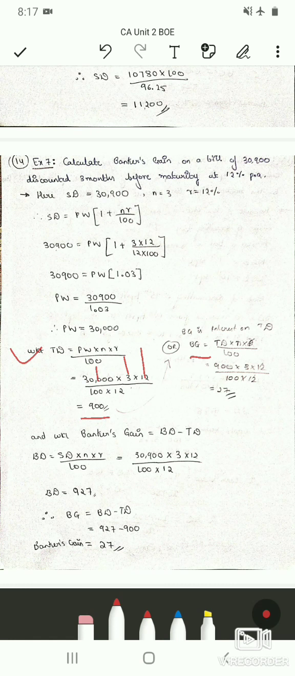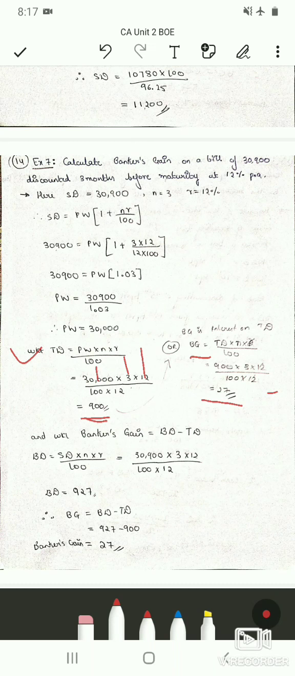We know the formula for banker's gain. It is interest on true discount. So it is true discount into N into R by 100. So it is 900 into 3 into 12 divided by 100 into 12. So it is 27. So banker's gain is rupees 27.